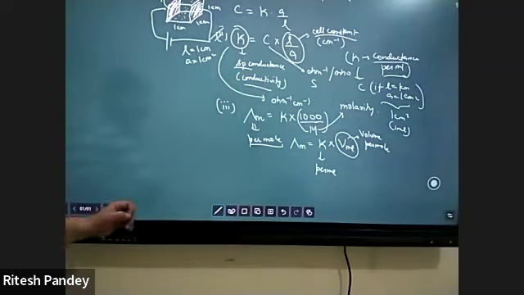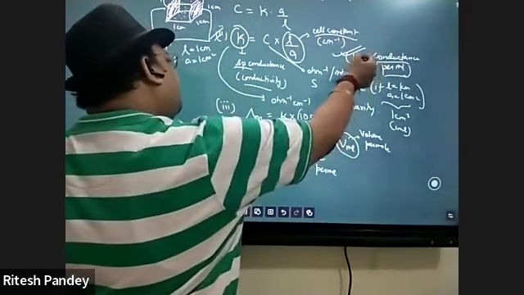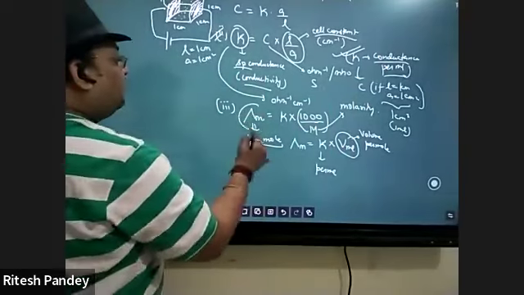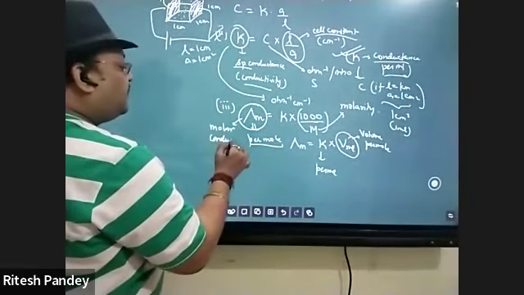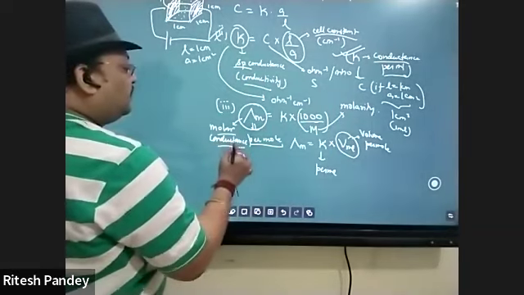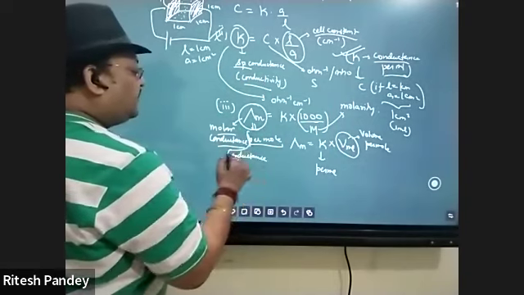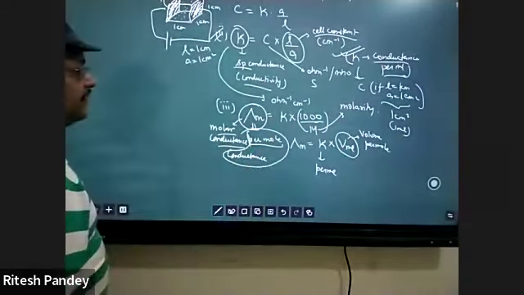This is extremely, extremely important. Everybody, if you have not known it in the past, you want to take a note of it. Kappa is conductance per ml. The molar conductance is conductance per mole. And kappa is conductance per ml.